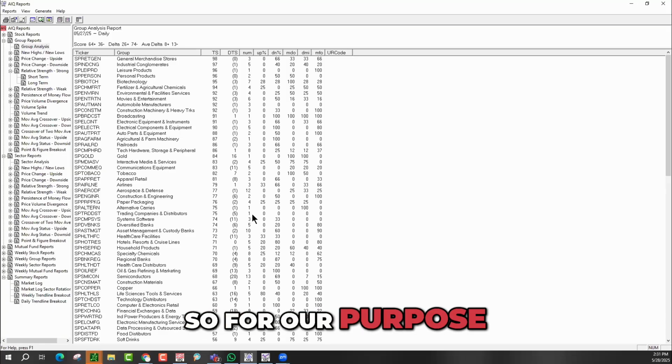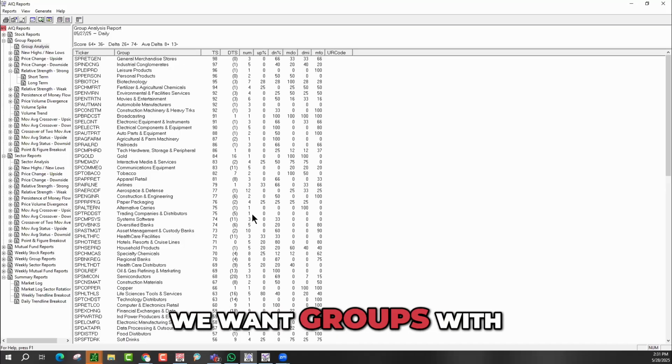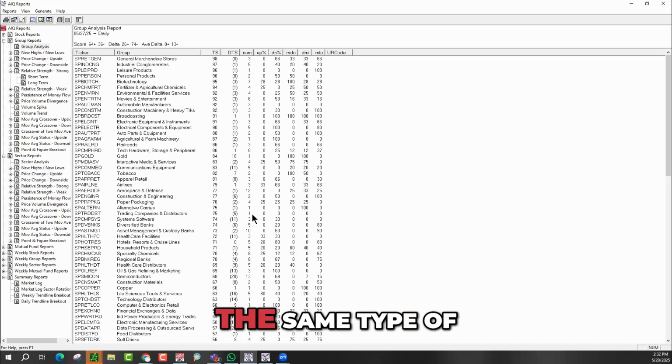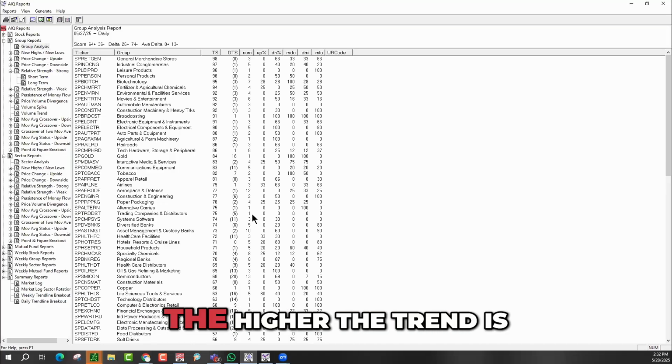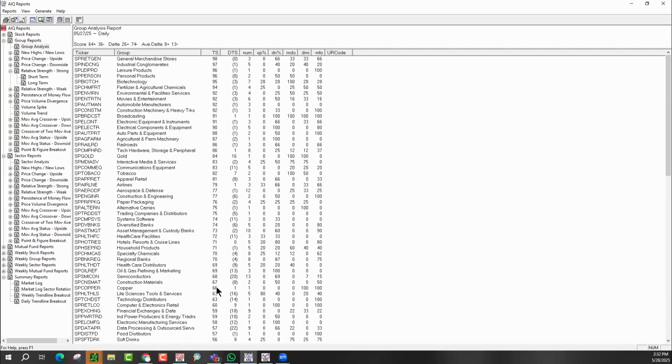So for our purpose, when we're looking from that higher view coming down, we want groups with more stocks in it, but we look for the same type of thing in here. This is sorted by trend score. Everybody knows something's in a trend. We don't really want to go too deep into all the different indicators that make up the trend. Suffice to say, the higher the trend is, the stronger the trend is to the upside. The lower this is, i.e. in parentheses, the stronger the trend to the downside.